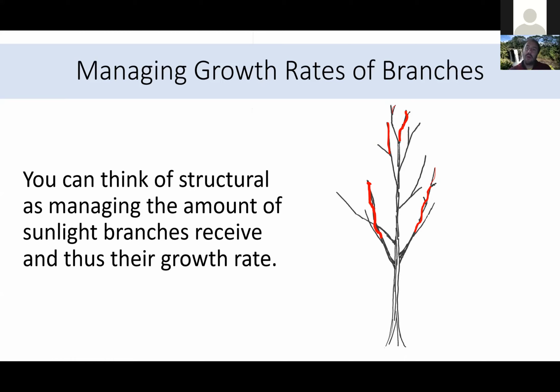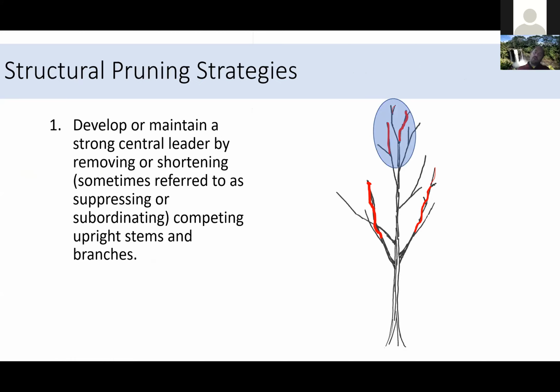So all that may seem pretty straightforward, but I'm going to give you now the way I would try to think about this as I approached a tree with pruners in hand. My very first priority, the very first thing I'm going to spend my pruning budget on, my 25% of the tree's canopy or whatever I've decided it is, is developing a strong central leader by removing or shortening, which we refer to as suppression sometimes, or even subordinating, competing, upright stems and branches. I would say everything in that circle would be part of this first pruning objective.